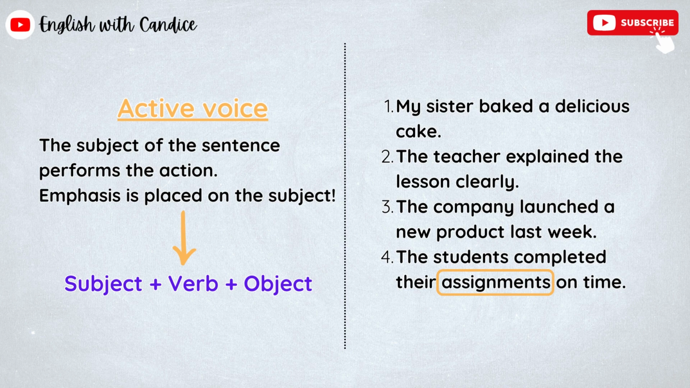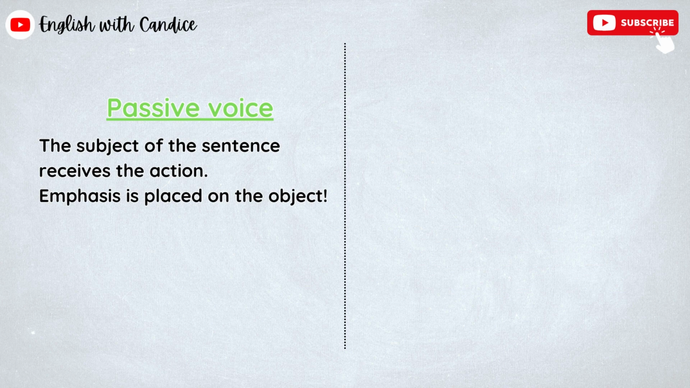Now, let's look at the passive voice. Notice how the sentence structure is going to change. In the passive voice, the subject of the sentence receives the action. Remember the difference. In the active voice, the subject is performing the action. So this time we are putting emphasis on the object rather than the subject. Maybe we don't know who or what performed the action, or it's not important.